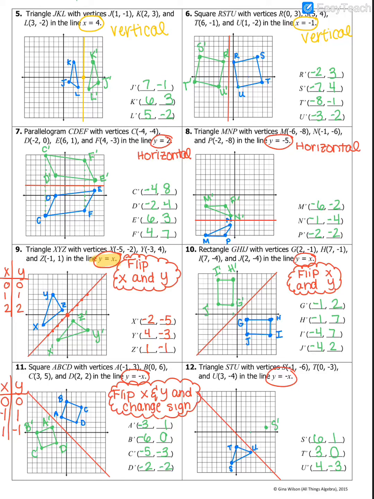So here's S prime. T prime is 3, 0. Cool, I already had that. And then U prime is 4, -3, which is right here. So it's kind of overlapping a little bit. Okay, so the shape is going to look something like this. All right, so there's our reflection, and that pretty much covers every single thing that you could possibly see.